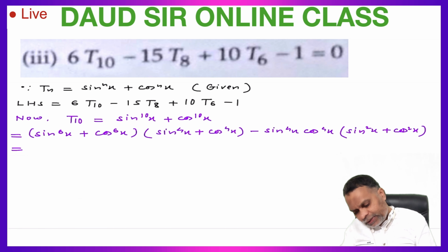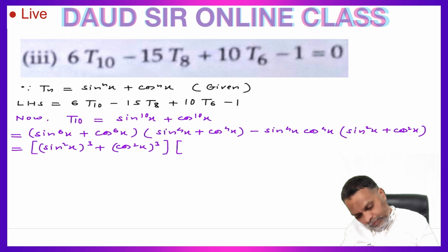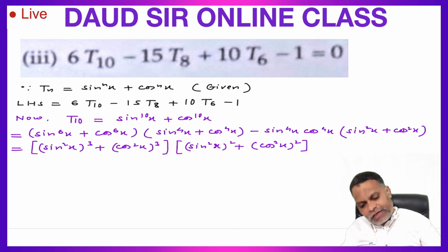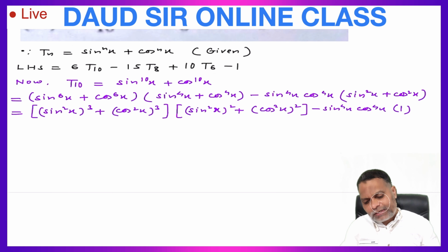this sin raised to 6, we can write (sin square x) whole cube plus cos raised to 6, we can write (cos square x) whole cube. This sin raised to 4, we can write (sin square x) whole square plus cos raised to 4, (cos square x) whole square, and here minus sin raised to the power 4x into cos raised to the power 4x, and this bracket will become 1, sin square x plus cos square x is 1. Simplify this further.